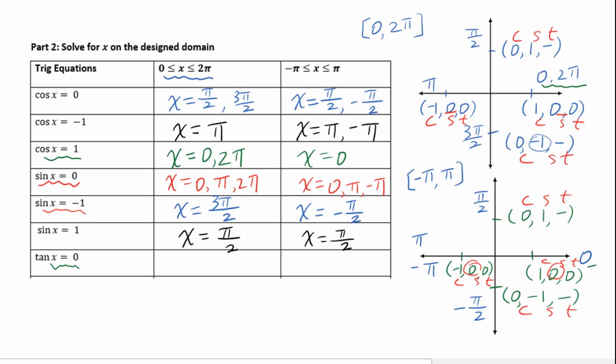For tangent x equal to 0, you could see in the first diagram that it is on the x-axis. So x equals 0, pi, and 2 pi. For the second diagram, it's 0, pi, negative pi.